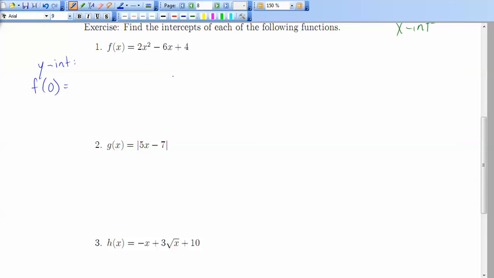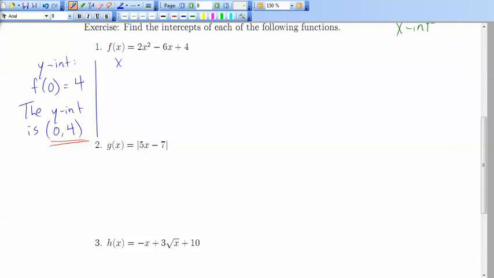So if I plug 0 into my function f, I'll get 4. Okay? So the y-intercept is (0, 4). I'll always give both coordinates of the point. If I just wrote y equals 4, that could be mistaken for the horizontal line y equals 4. So in this class, I expect you to do the same. All of your intercepts should be points with two coordinates.